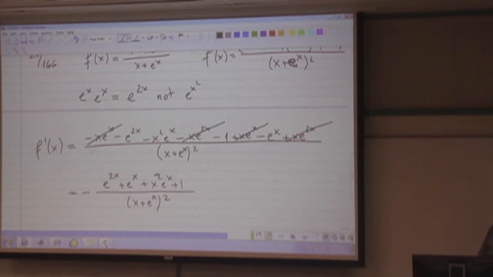And again, I'm hoping that everybody knows that e to the 2x plus e to the x is not equal to e to the 3x or some combination of that.